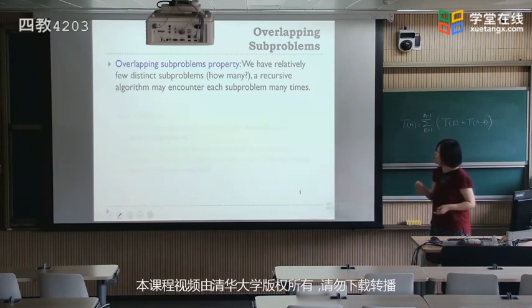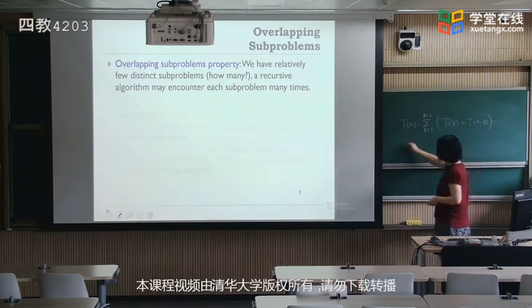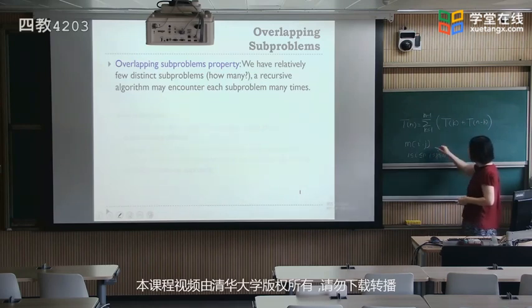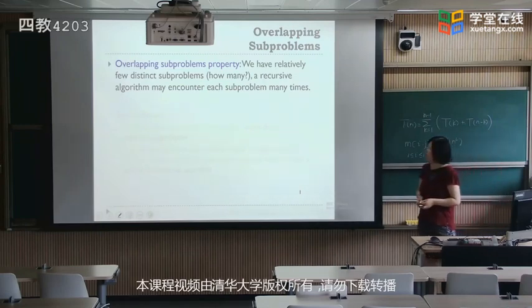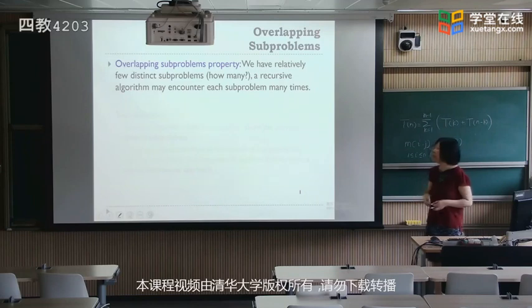So we have relatively few distinct subproblems. Okay, in this particular problem, because we try to solve for m[i][j], i goes from 1 to n, and j goes from 1 to n as well. So the number of distinct subproblems is actually n squared, right? So we have relatively few distinct subproblems. But this recursive algorithm may encounter each subproblem many times.